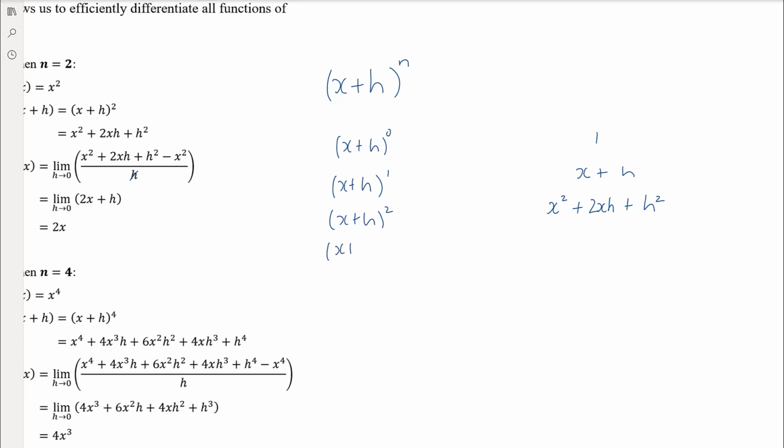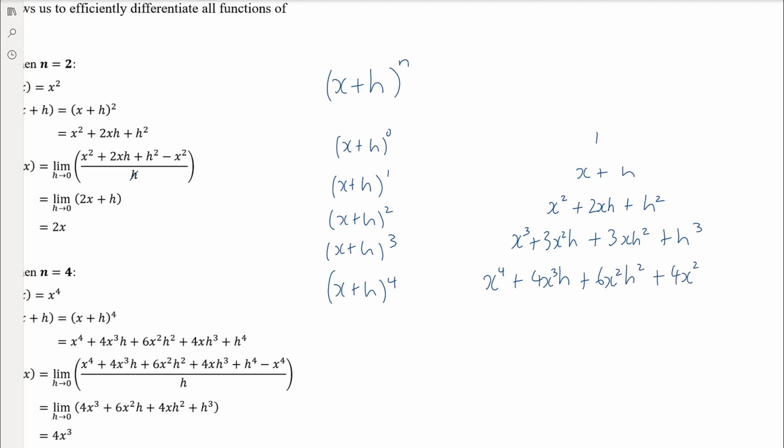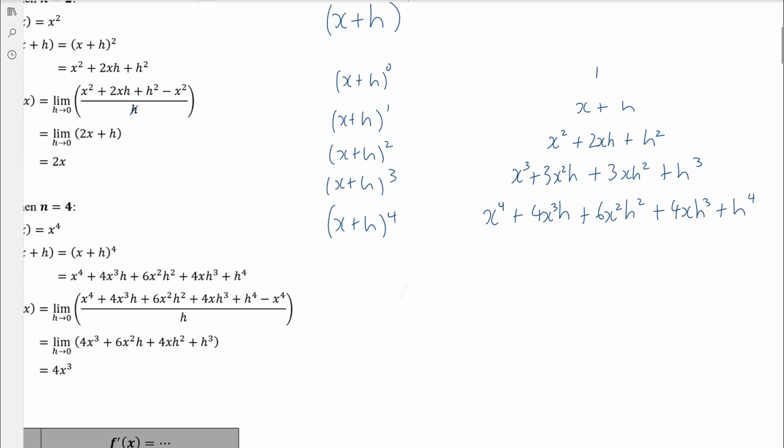When we have x plus h all cubed, we get x cubed plus 3x squared h plus 3xh squared plus h cubed. Sorry, I skipped a line there. When we have x plus h to the power of 4, we get x to the power of 4 plus 4x cubed h plus 6x squared h squared plus 4xh cubed plus h to the power of 4. And we can continue this, okay?